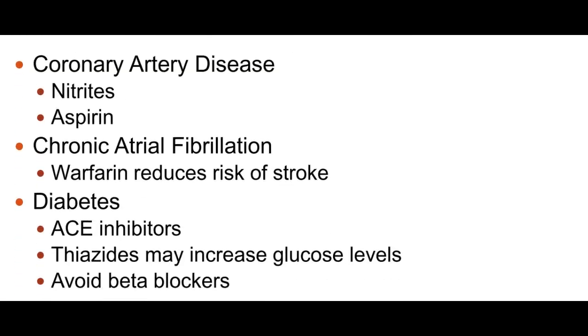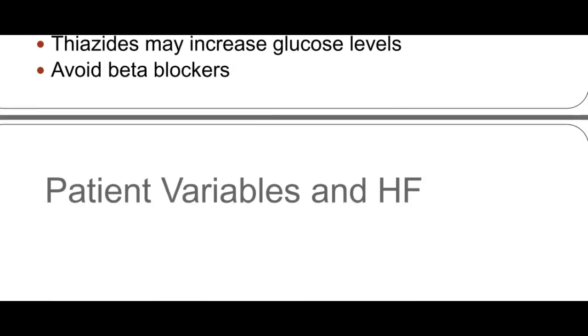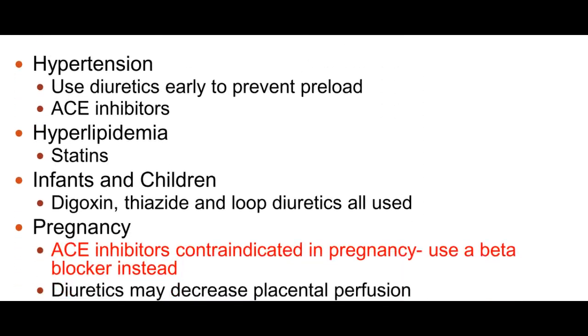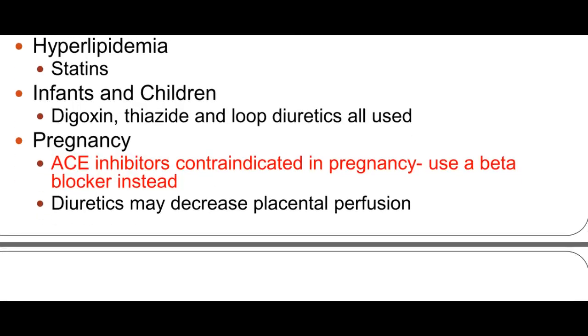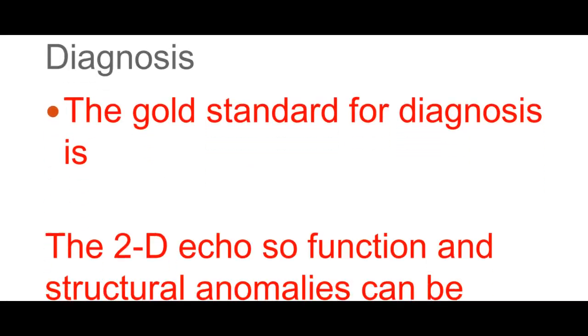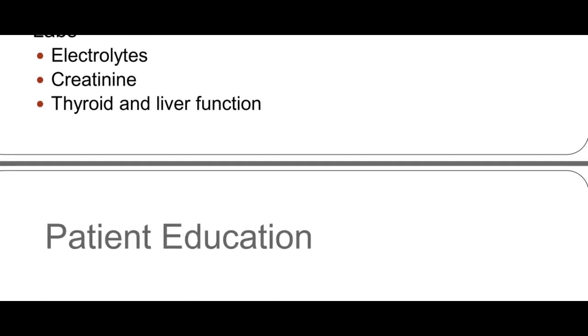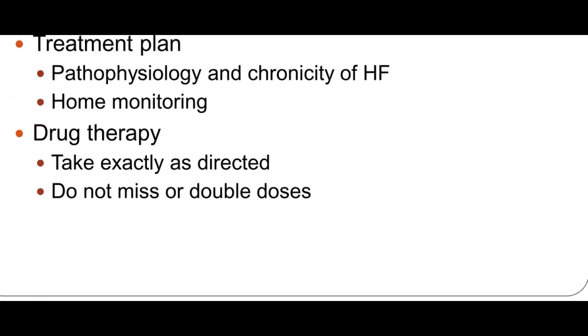Okay, and once again, all drug selection is based on comorbidities. Okay, ACE is contraindicated in pregnancy. If you have a pregnant woman in heart failure, yes, it does happen, beta blocker is the drug of choice for pregnant women. And there's your gold standard, your 2D echo. And that is pretty much it on your heart failure. Just remember with heart failure, you want to know what beta blockers do. They reduce that peripheral resistance.